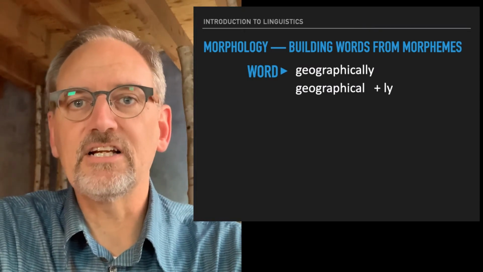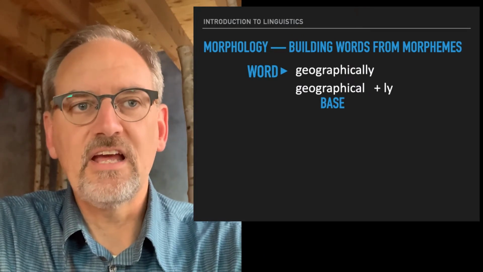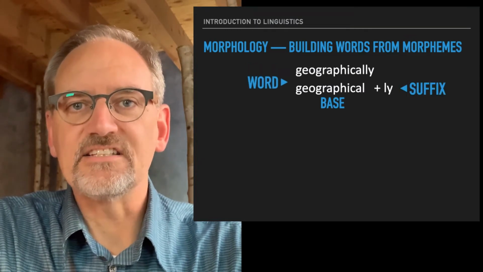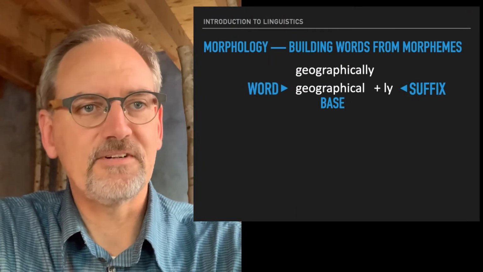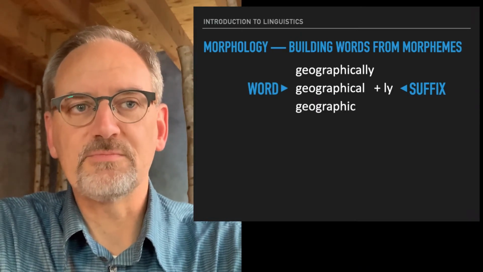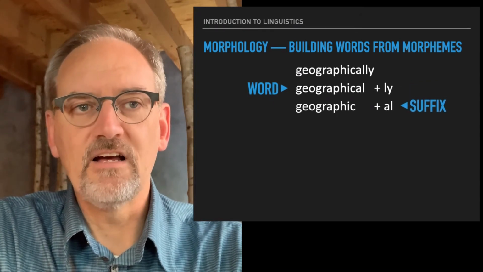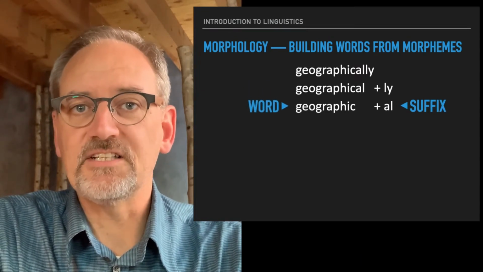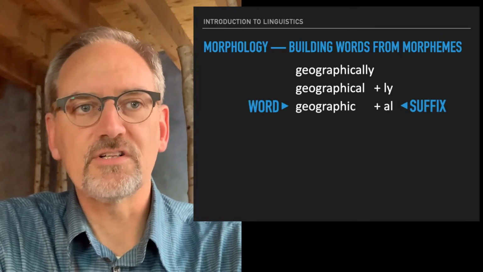Now, geographically clearly is a word, right? But geographical is also a word. Right? In this case, geographical is the base, and ly or li is the suffix, right? And that produces the complex word geographically. Right? Now, geographical itself is built from a smaller word, geographic, plus another suffix, al. Al is a suffix, and geographic is itself a word. And in this case, it's the base to which the affix al is attached to create the larger word geographical.